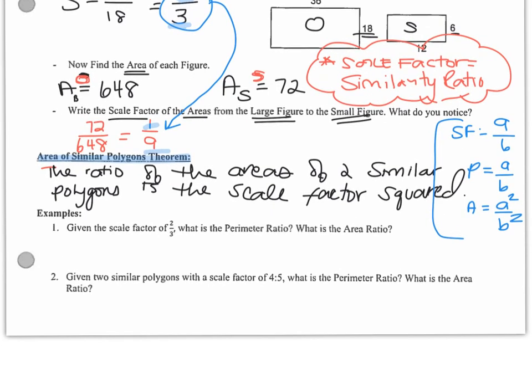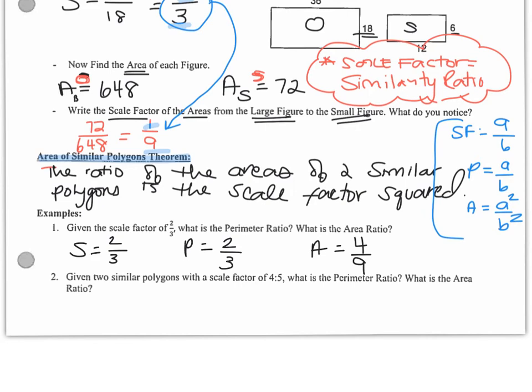All right, so let's go ahead and look at these examples. It says, given my scale factor is 2/3, so S is 2/3, what's the perimeter ratio and the area ratio? So my perimeter ratio is going to be the same, 2/3. My area ratio, 4/9. 2 squared, which is 4, 3 squared, which is 9.